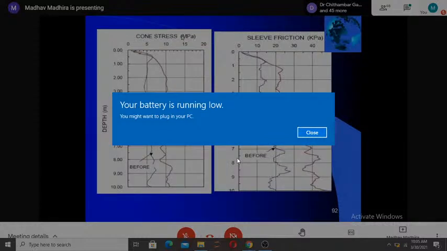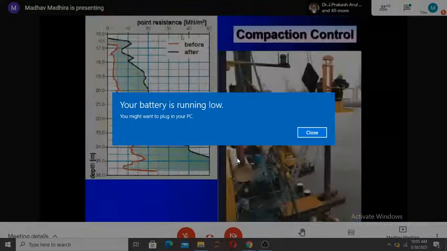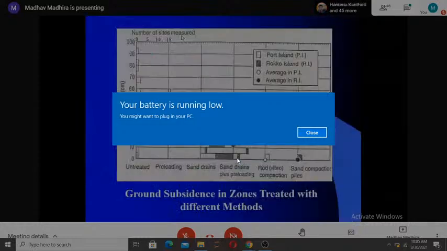What I told you earlier, always check before and after. Before treatment, what are the N values or tip resistance, and what happens to the soil after densification. So this you have to do to ensure what you want is being achieved. Please insist that we measure the ground performance before and after treatment.